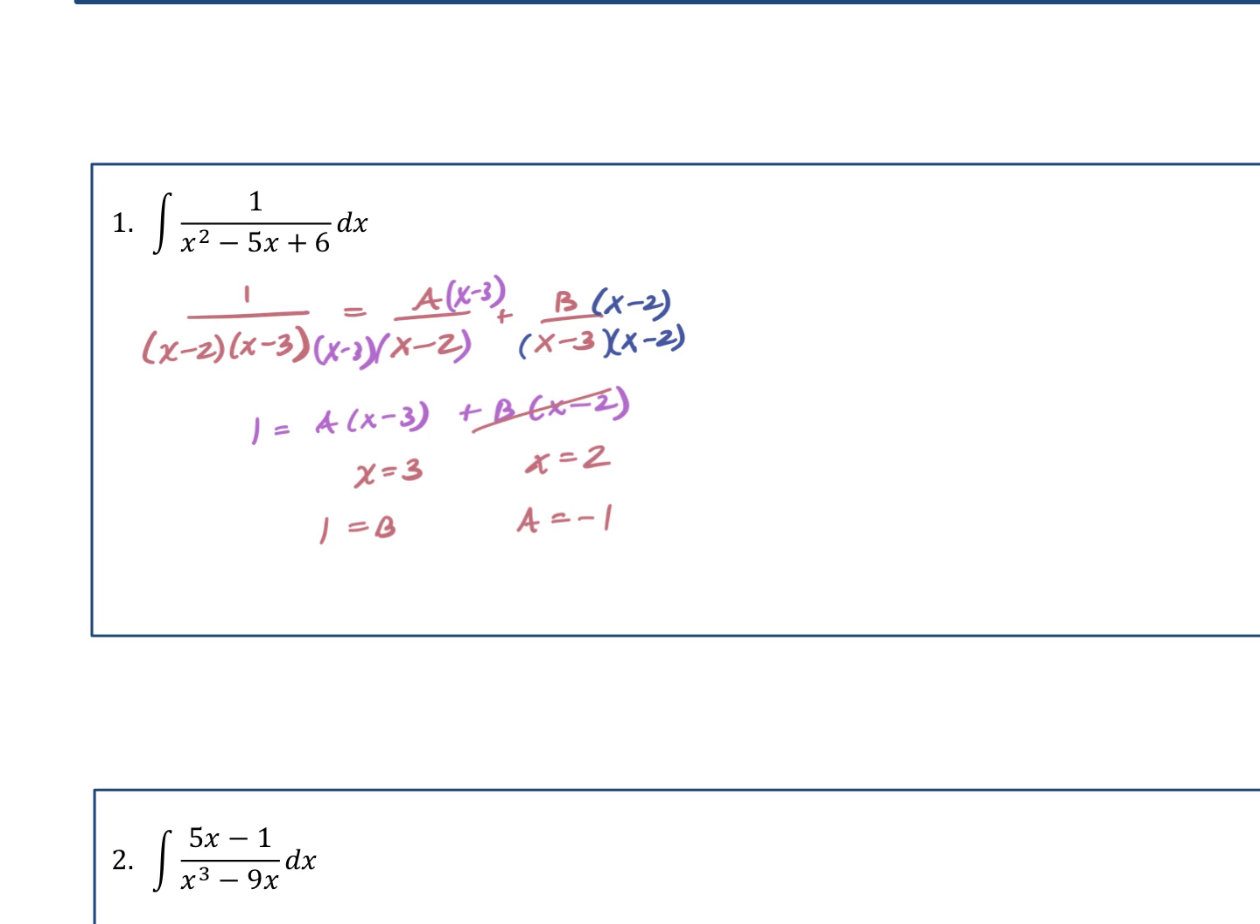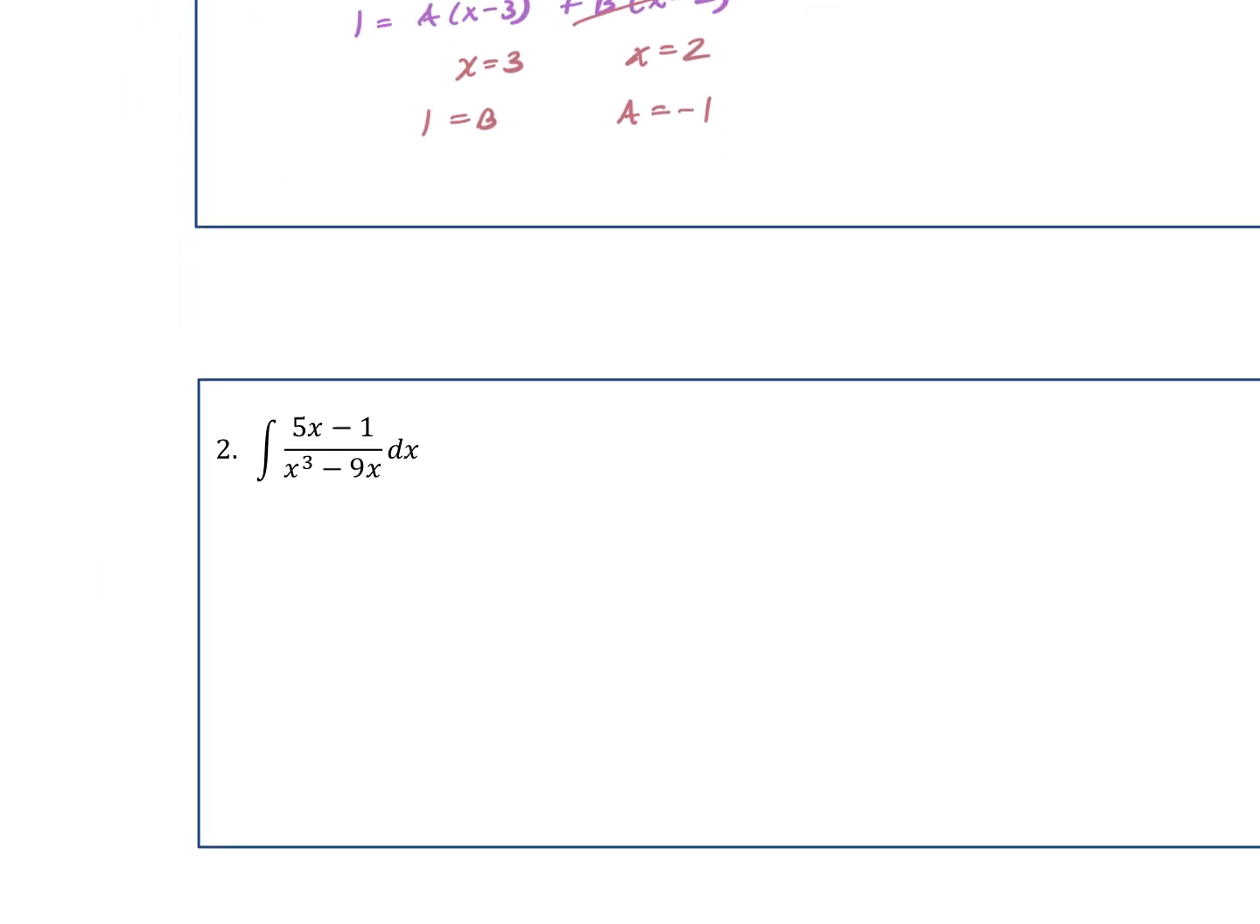So we're going to get 1 over x minus 3 minus 1 over x minus 2. So we're integrating. So this would become this, this would become that. And now we just integrate each part. So we're going to get ln of x minus 3, and then minus ln of x minus 2 plus c.